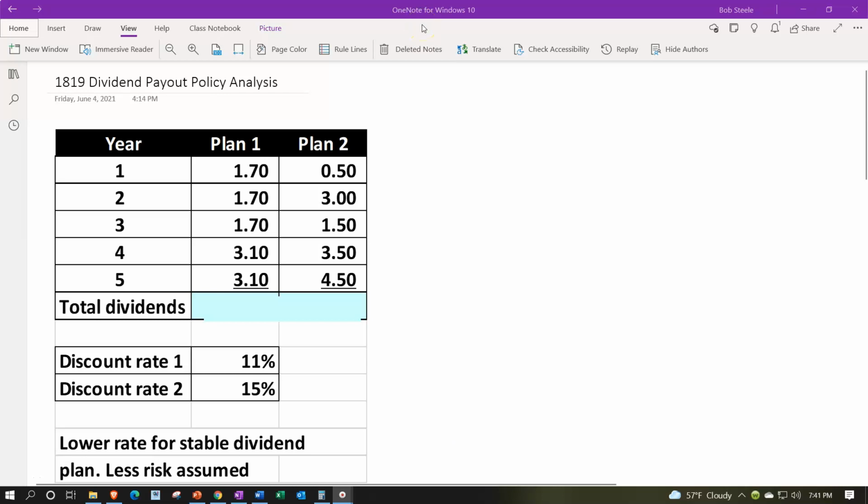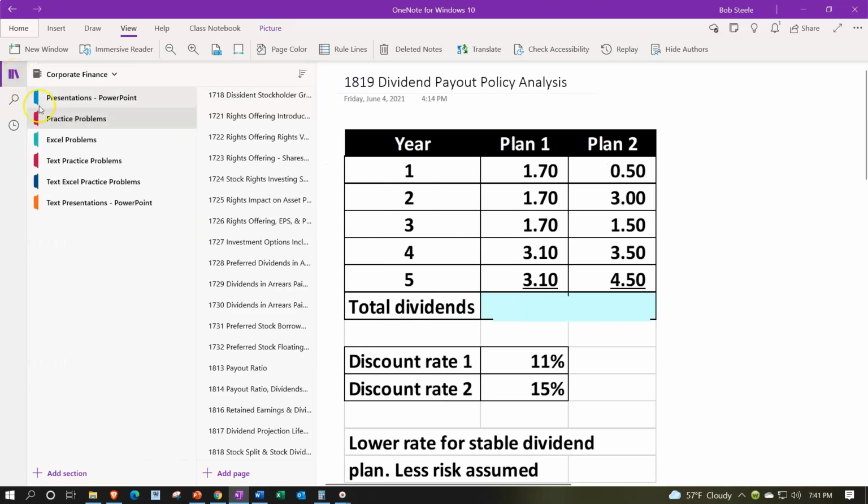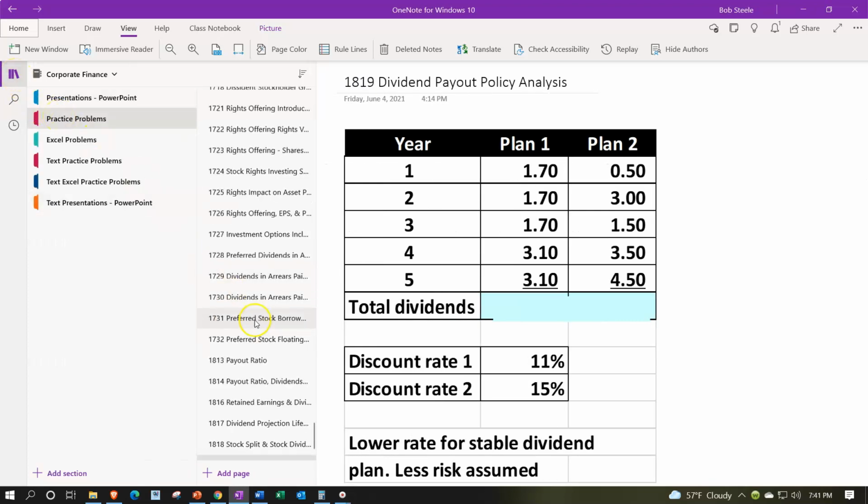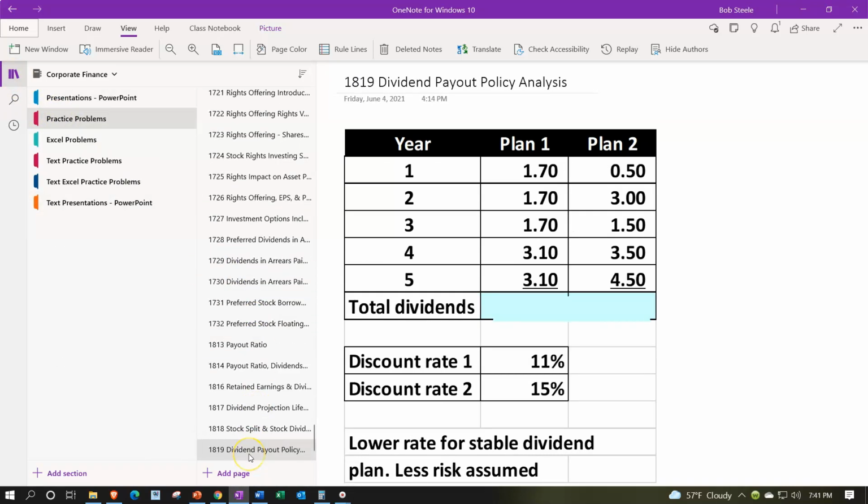If you have access to OneNote and would like to follow along, you're not required to, but if you would like to, go to the icon on the left-hand side, Practice Problems tab, then down to the 1819 Dividend Payout Policy Analysis tab. Also note, when using OneNote, look at the immersive reader. Our presentations up top will be down in the text area as well, same name, same number, but with transcripts. Transcripts can be translated into multiple different languages and either listened to or read in them.